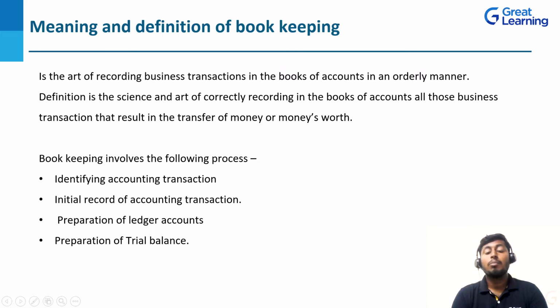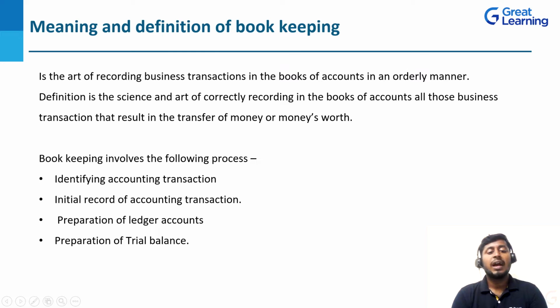Maintaining a book, or maintaining all the transactions in the books of accounts, that is the art and science. In a systematic way, we need to record all the money and money's worth transactions so that we will get the accurate result at the end. If you are not recording properly, then we are not going to get accurate results either. So bookkeeping involves the following process. What is the process of bookkeeping? We have 4 steps involved in bookkeeping.